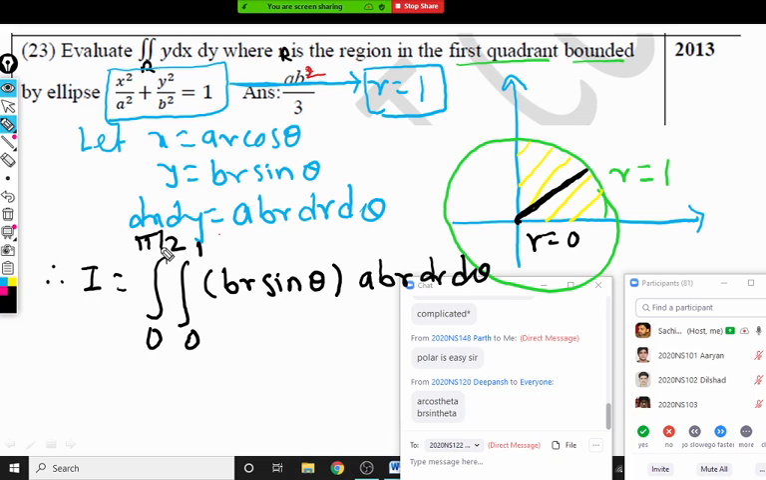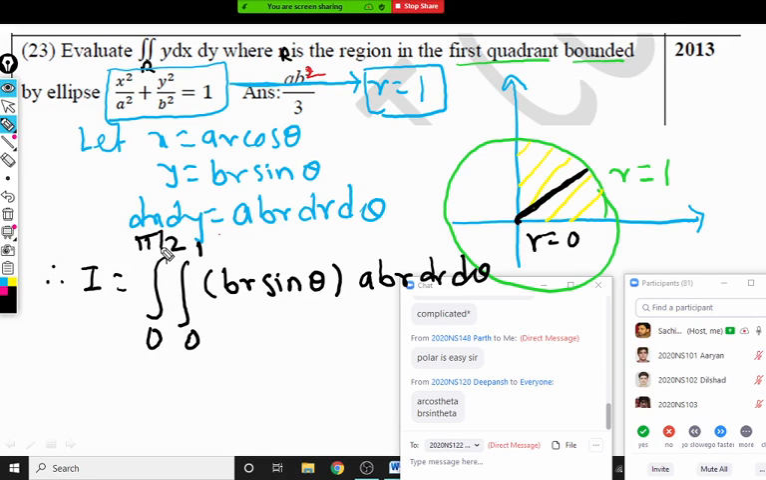It is not arc sine theta, it is r cos theta. Sorry. If the values of A and B were different, it can be anything. We have written it in general only. Suppose instead of A, the denominators are 4 and 9. Then you can say x is equal to 2r cos theta and y equal to 3r sin theta. That is particular.